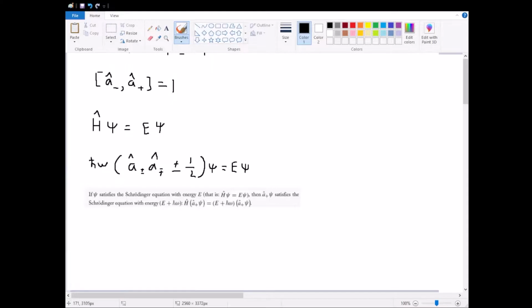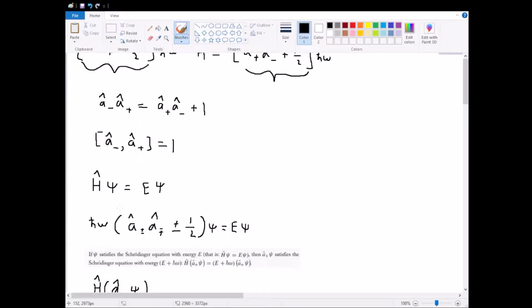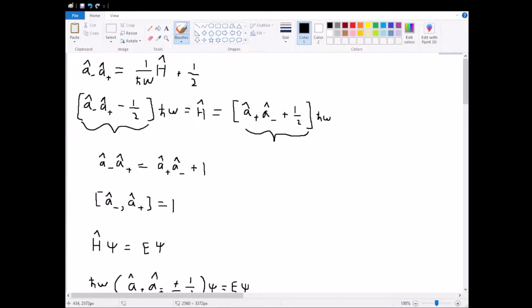So to prove this mathematically, what we're going to do is write h hat. So we have h hat psi equals E psi. So let's see what happens if we do h hat of a hat plus times psi. And what will happen here is that if we substitute the equivalent for h hat, which is, remember right here, we solved for both of these, we're going to plug in this right identity here.